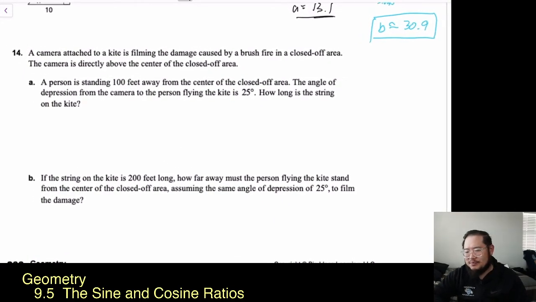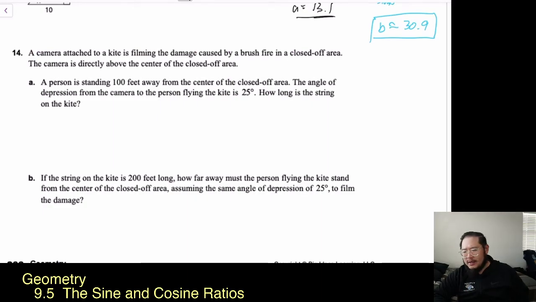All right. Let's go ahead and take a look at the last problem right here. We got this word problem. A camera is attached to a kite filming the damage caused by a brush fire in a closed off area. The camera is directly above the center of the closed off area.